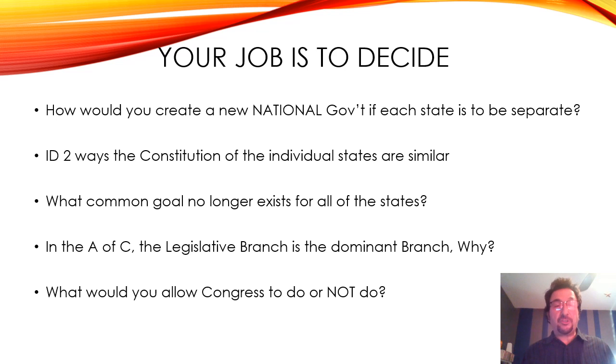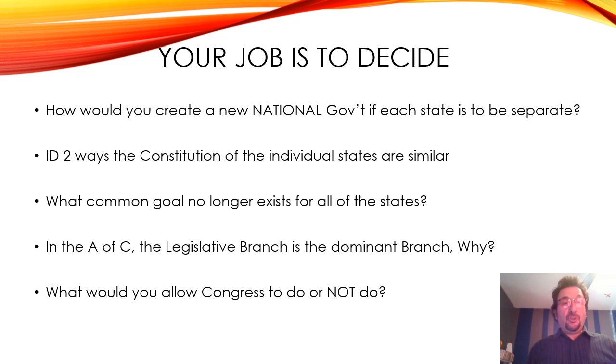The 5 things you need to do: look at these questions. You can put it on pause and think, and when you're done, you can unpause and go to the next slide. The 5 questions are: how would you create a new national government if each state is supposed to be separate and sovereign? That's the whole point. That's what we said in the Declaration of Independence.